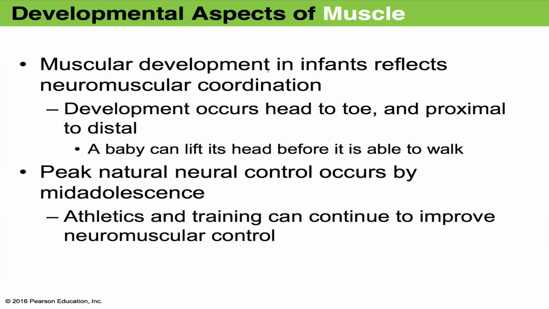Muscular development in infants reflects its neuromuscular coordination. Development occurs from head to toe and proximal to distal. This is why a baby is able to lift his head before he's able to walk. Peak natural neural control usually occurs by mid-adolescence. Now, athletics and training can continue to improve neuromuscular control.